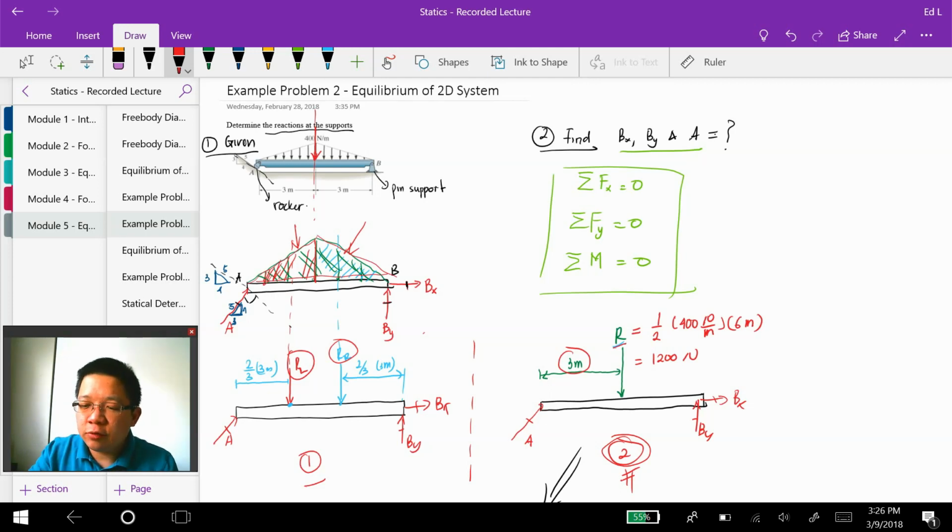Afterwards we write the equilibrium equations to solve for the support reactions Bx, By, and A.